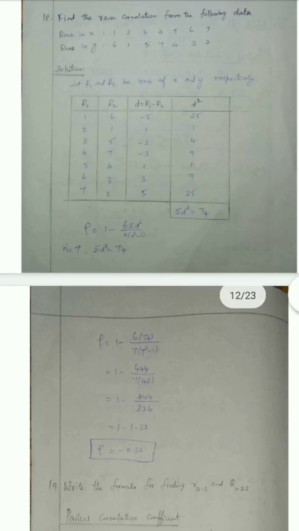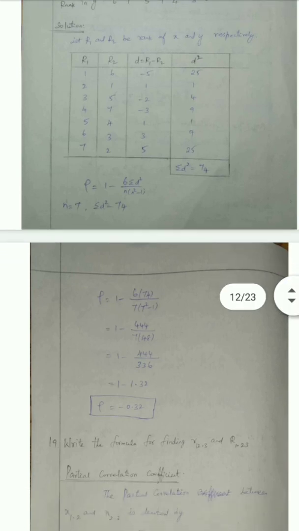So let us make a table. First column is R1, second column is R2, the third column is D equal to R1 minus R2, the fourth column is D square. R1 values are 1, 2, 3, 4, 5, 6, 7. R2 values are 6, 1, 5, 7, 4, 3, 2. D equal to R1 minus R2.